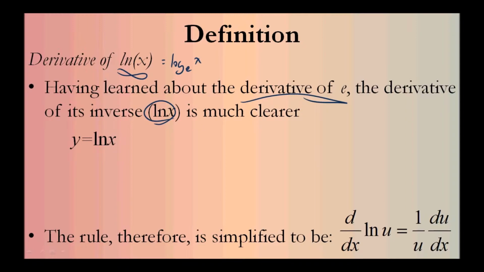So here we're going to clarify the definition. So y is equal to natural log of x. Raising both sides as exponents with base e, we find that e to the y is equal to x, because e to the natural log cancel because they're inverses. So e to the y is equal to x.